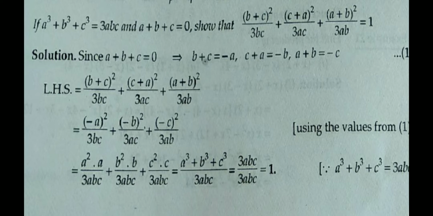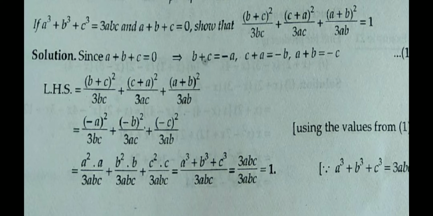Here in the solution, given that a plus b plus c is 0, that implies b plus c is minus a, c plus a is equal to minus b, and a plus b equals minus c. Okay, so let us see the left hand side of the question. Left hand side: (b plus c) whole square by 3bc plus (c plus a) whole square by 3ac plus (a plus b) whole square by 3ab equals minus a whole square, because b plus c is minus a.